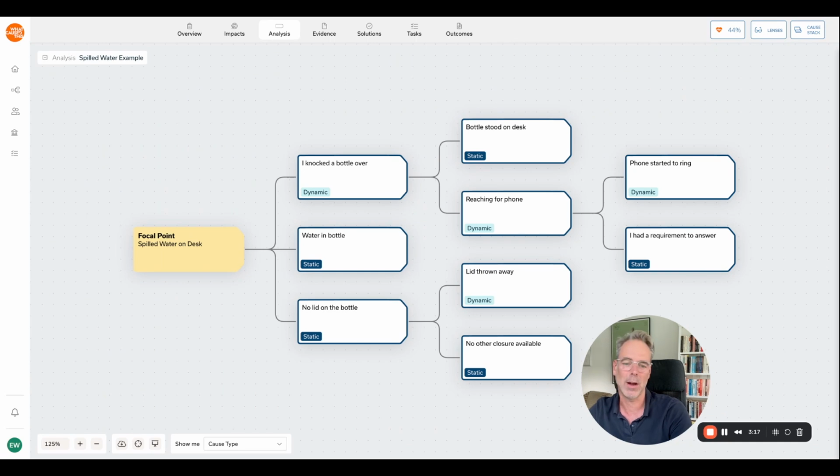And we ignore them at our peril because, as you can see from this simple chart here, there's just as much chance of applying solutions to static causes as there are dynamic ones. In fact, arguably, solutions applied to static causes are more powerful and more enduring because often their system changes and equipment changes and process changes rather than behavioural changes. And in that sense, if we improve the system or the process or the equipment, it doesn't just help a single individual, it often helps all of us.